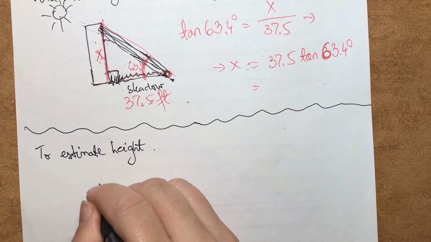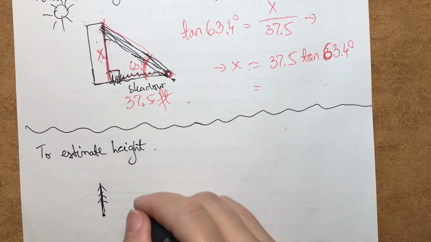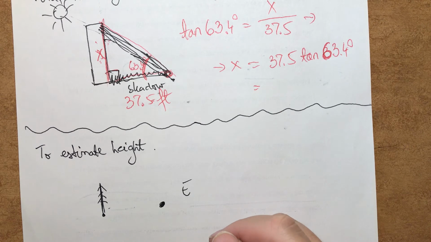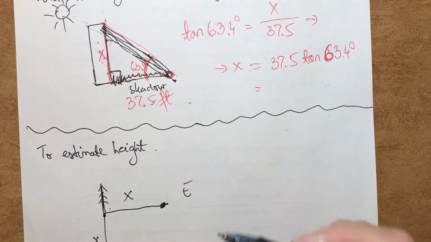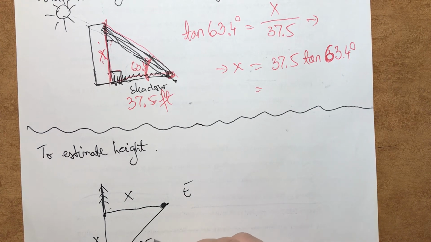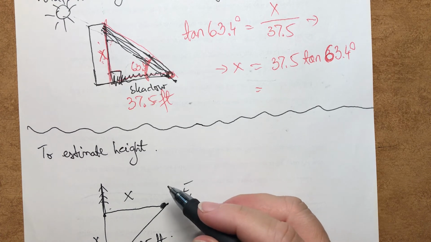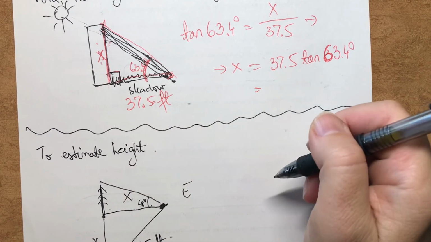So here's my tree. So south of the tree, and then another person is east of the tree. Okay? If the two people are the same distance from the tree, and 35 feet from each other, what is the height of the tree if the angle of elevation from the ground at each person's position to the top of the tree is 48 degrees? Okay.